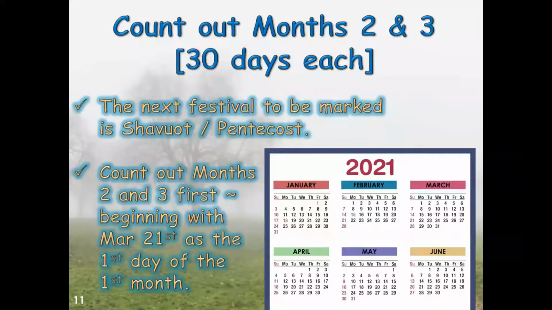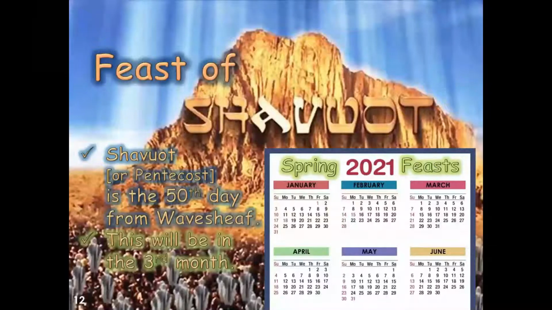Okay, we are ready to go to Shavuot. Now, we're going to backtrack a little bit. Shavuot is a 50-day count from wave sheaf to Shavuot, 50-day count. So now you need to remember where you had the wave sheaf. What day was it? April 4th. And we need to count 7 weeks of 7 days starting from April 4th. 7 weeks times 7 days is 49 days. And then the next day will be the 50th day. And it will be in the third month.